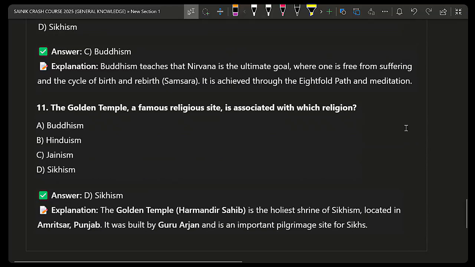The Golden Temple, Har Mandir Sahib, is the holiest shrine of Sikhism, located in Amritsar in Punjab. It was built by Guru Arjan and is an important pilgrimage site for Sikhs. Next question.